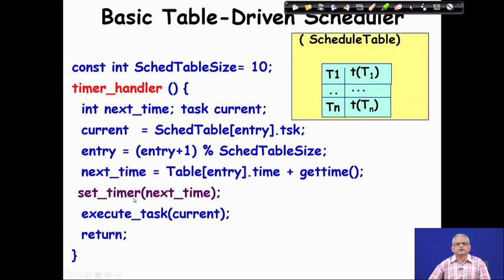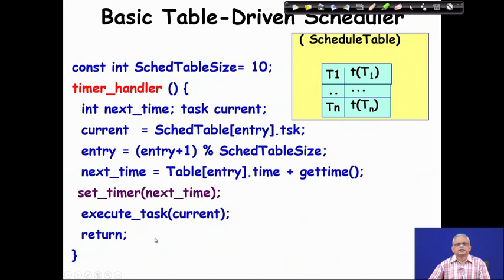So, here the timer is set for the next time, and that is the time that the task takes. So, from the current time the task is started executing. This is the one to start execution of the current task, and the timer is set for the maximum duration of the task.